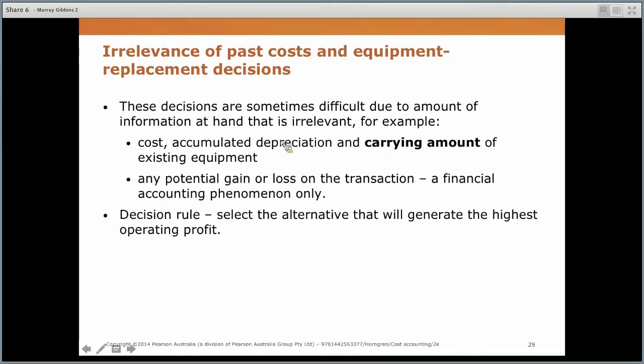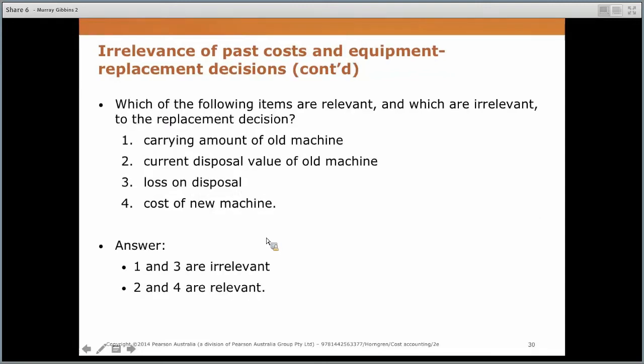Again, remember that the carrying amount, the value of the asset on the balance sheet, is irrelevant. It's linked to historical costs. What is relevant is what's the resale value of that asset if you choose to sell it. Let's have a look at which costs are relevant here.